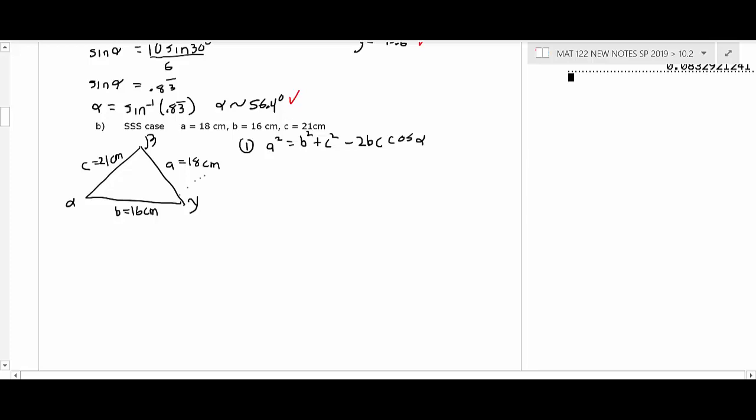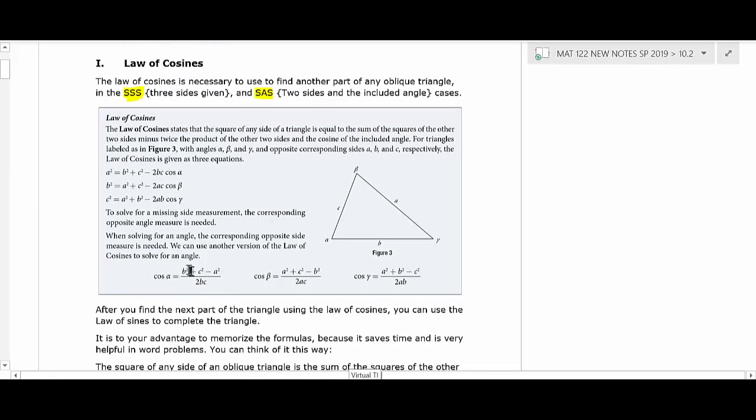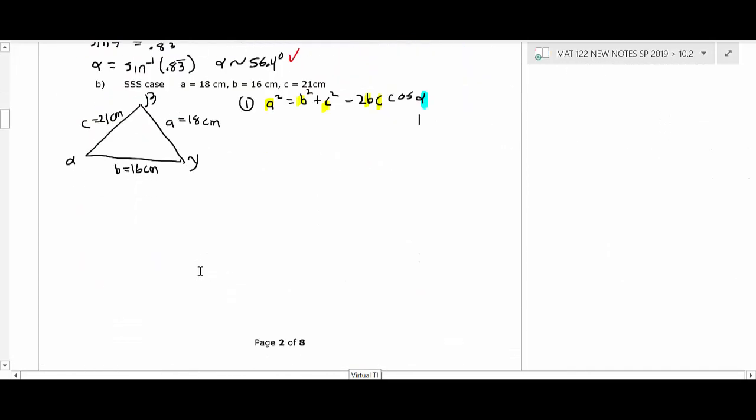Now, on this problem, you can go ahead and plug in now if you want to, because notice that in this formula, the only unknown is alpha. That's why we can use law of cosines. But what I like to do is solve this equation for cosine of alpha. In the textbook, they've done that for you, but I wouldn't rely on that. I would just solve this as you go, because there's nothing to it. So I'm going to move the b squared and c squared, so I get a squared minus b squared minus c squared is equal to negative 2bc cosine of alpha. Then I can divide both sides of this equation by negative 2bc.